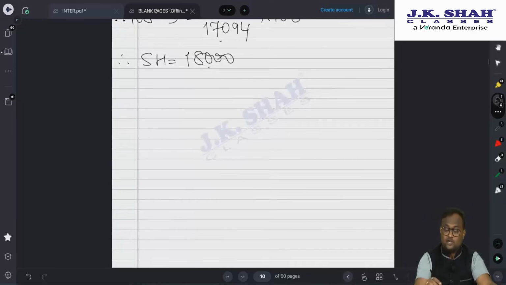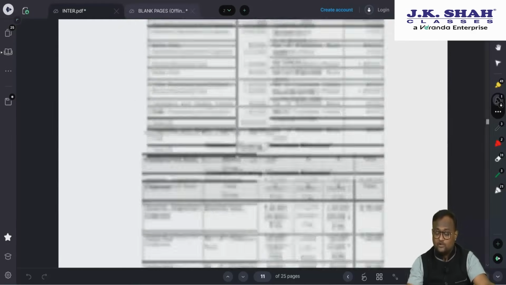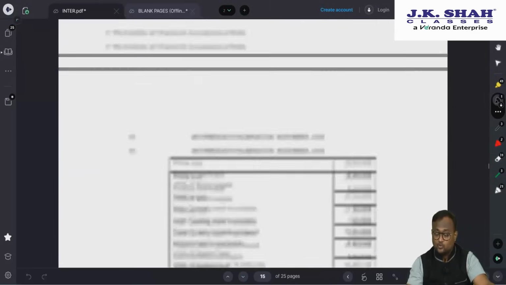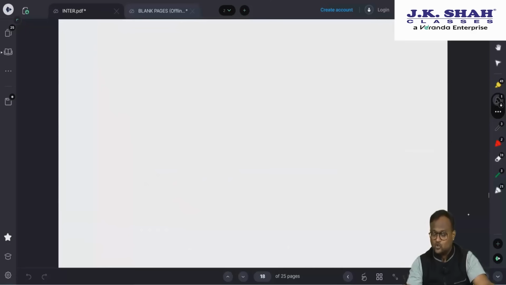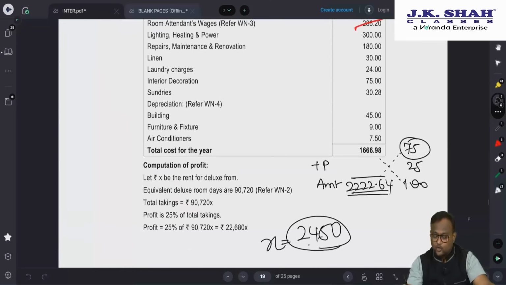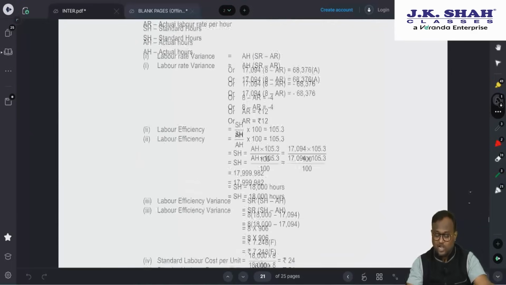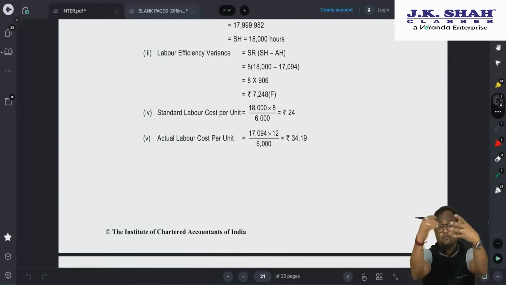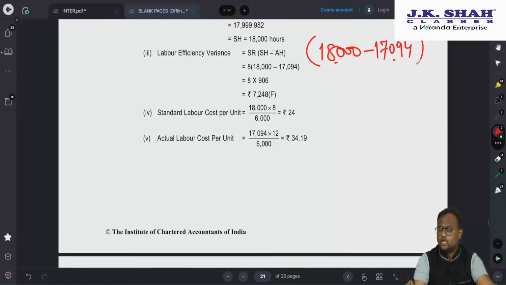After this, simply find out efficiency variance. The work which was supposed to be done in 18,000 hours, you completed work in 17,094 hours, you took less hours, that means the variance is favorable. We don't need formulas to solve standard costing, you already know that. In none of the questions have we used formulas. Let them do anything. We have always done it on a logical basis. 18,000 is what I should have taken, 17,094 is what I have taken.